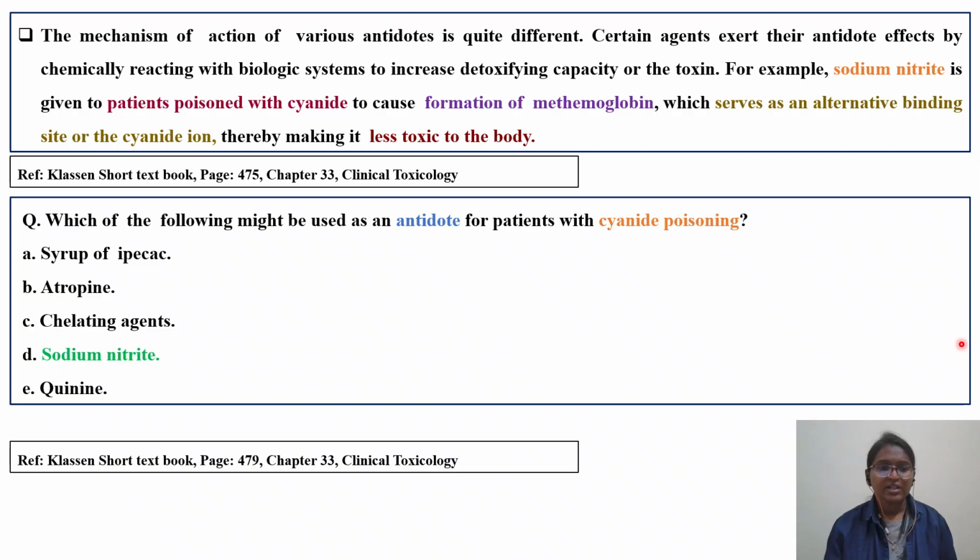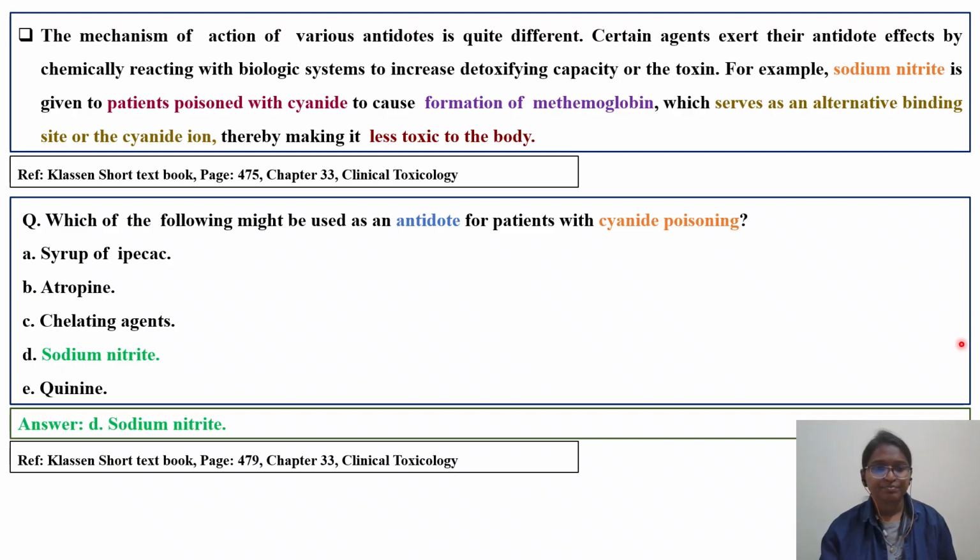In that chapter, at the end you have some questions. One question was there in the textbook: which of the following might be used as an antidote for treatment of patients with cyanide poisoning? The right answer will be sodium nitrite.